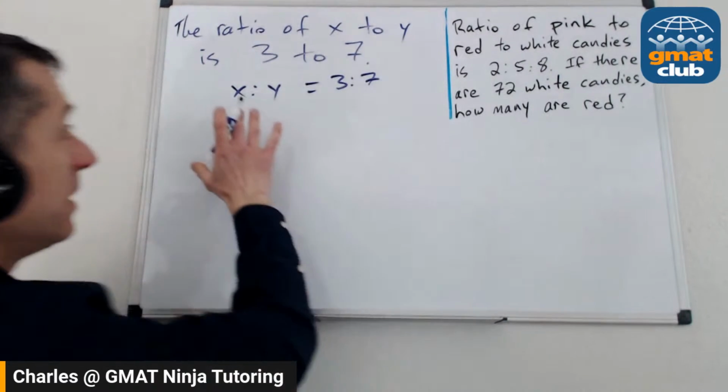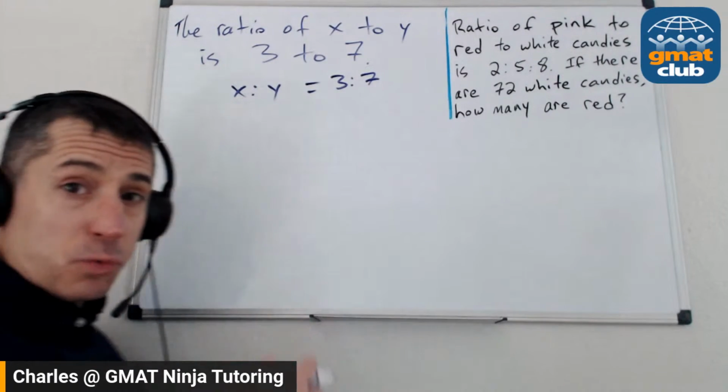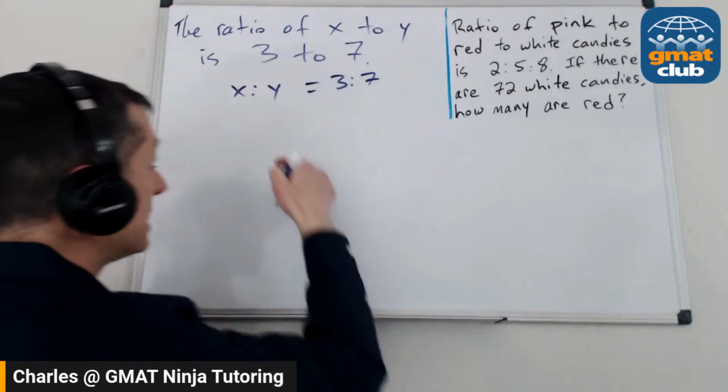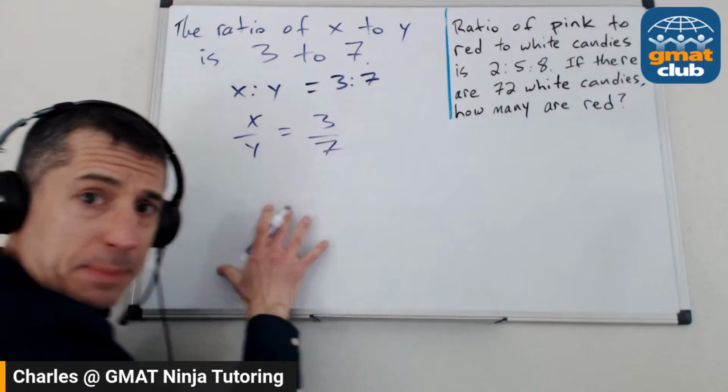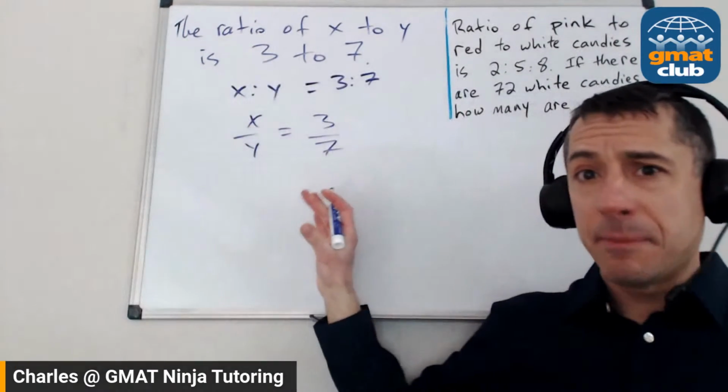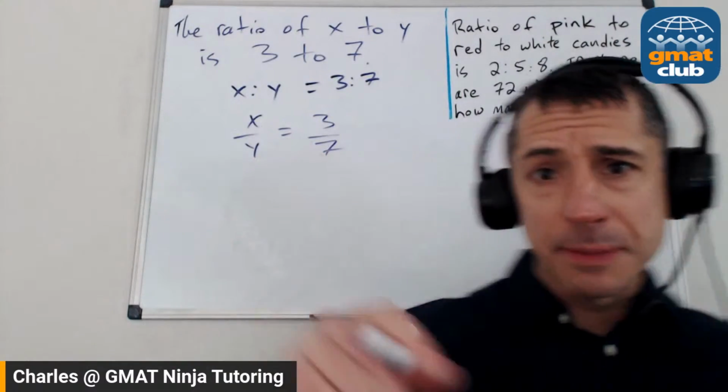There's nothing I can do to manipulate that. That's no fun. Better, you can write it as a fraction. A ratio is just a fraction. That's all it is. So the ratio of X to Y equals 3 over 7. Again, very, very basic skill. If you've never seen that before, it's something you're going to use a bunch on the GMAT.